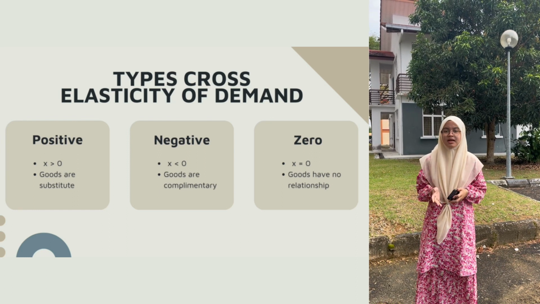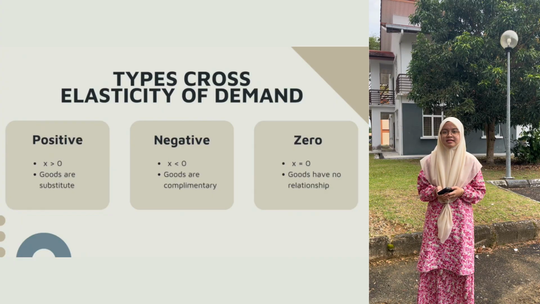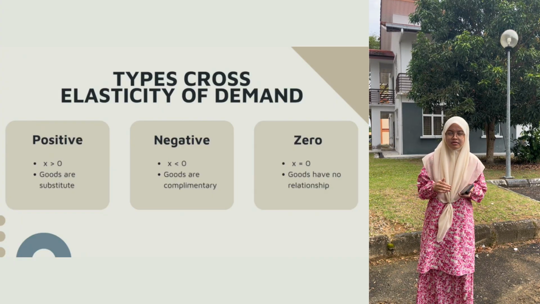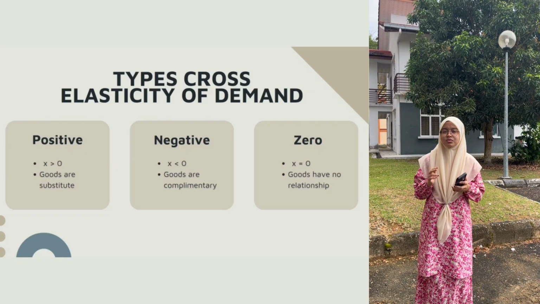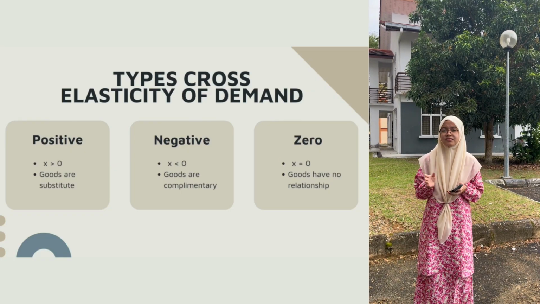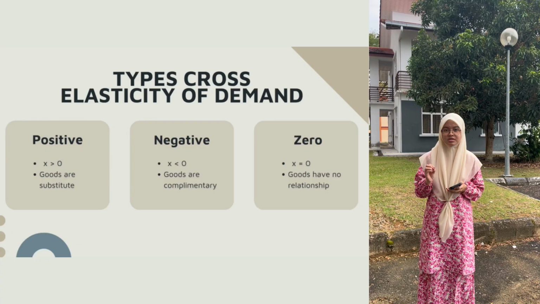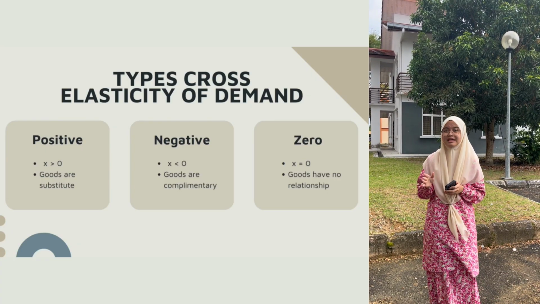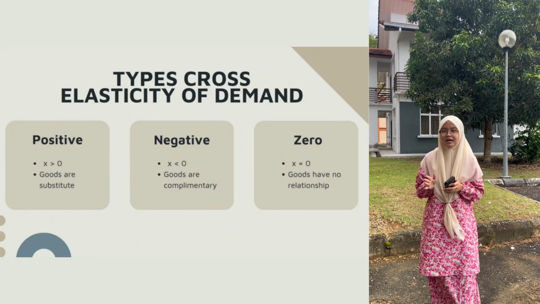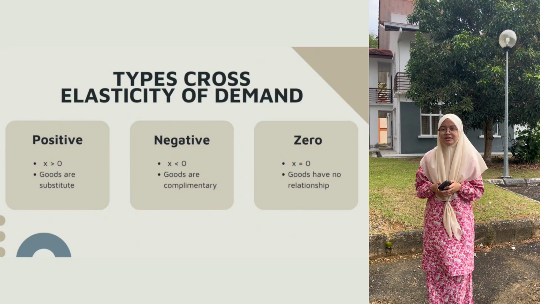And the last one, zero cross elasticity. Zero cross elasticity will happen when the two goods are unrelated and the value of XED is equal to zero. So when the price of one good increases, it will not affect the quantity demanded of the other good.